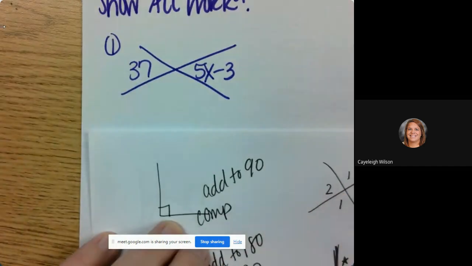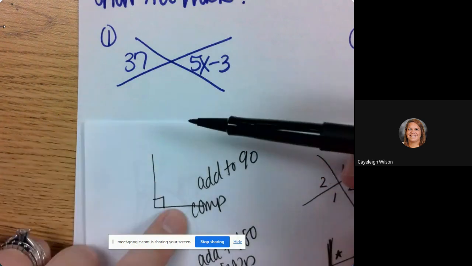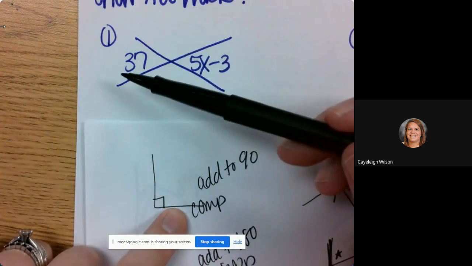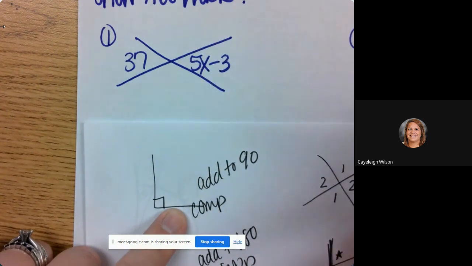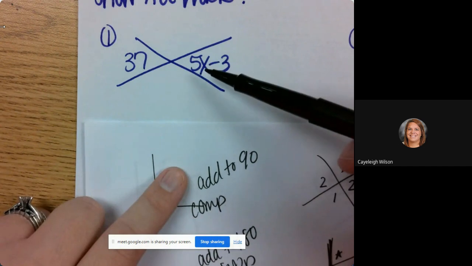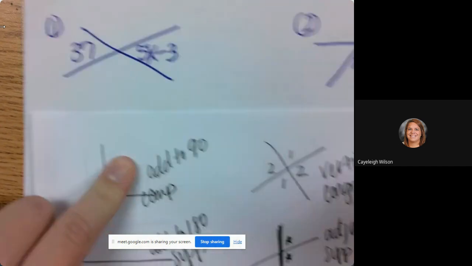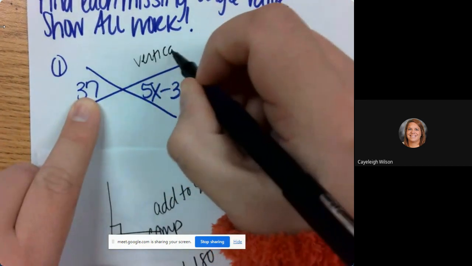All right, so we'll start with this one. Okay, so looking at this one, these are not an L-shaped 90-degree complementary. They are not on the same line. This is on this line, and this one's on this line, so they're not on the same line. Are they vertical across from each other? Yes, and vertical means that they are congruent. So that means that these are equal. So these are vertical angles, and they are equal.